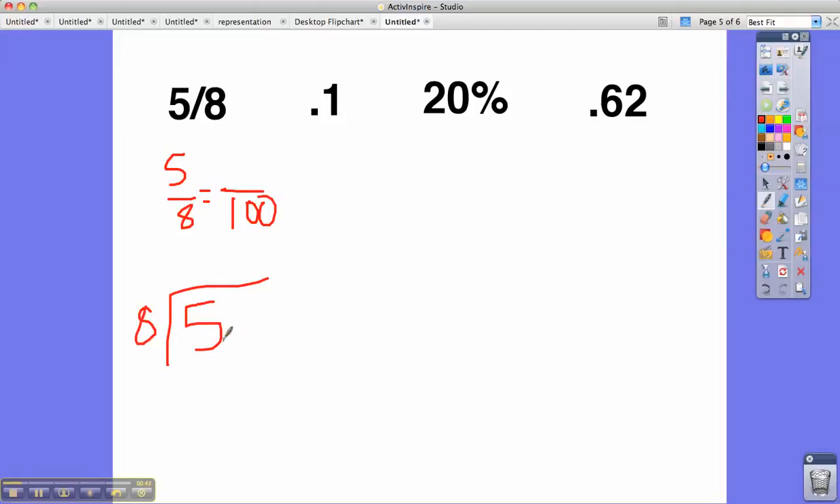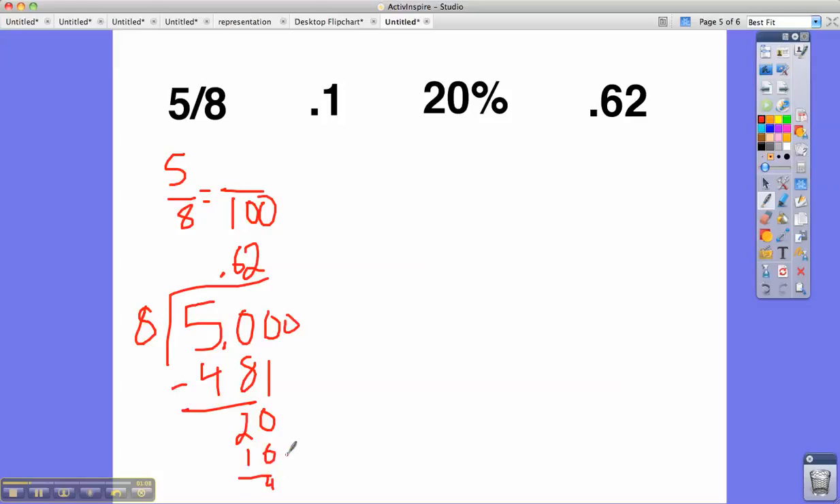So 8 can fit into 5 0 times, so I add a decimal 0 and bring my decimal straight up. 8 can fit into 50 6 times, which gives me 48. I have 2 left over. Add another 0 and bring it down. 8 fits into 20 2 times. 8 times 2 is 16. Subtract, I get 4. Add another 0, bring it down. And 8 fits into 40 5 times. So now I have them all as decimals.